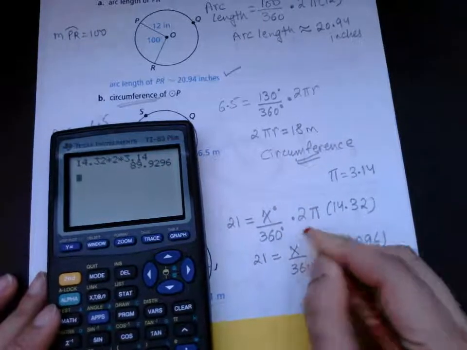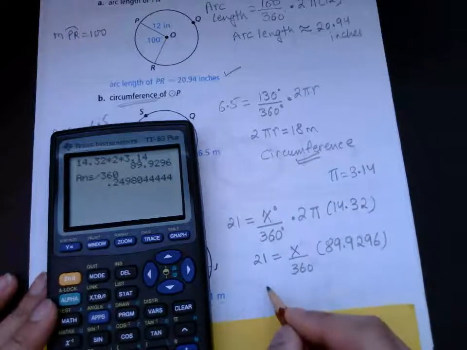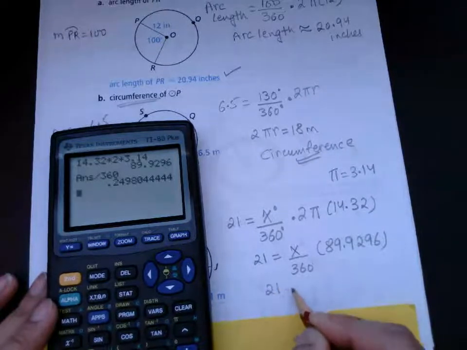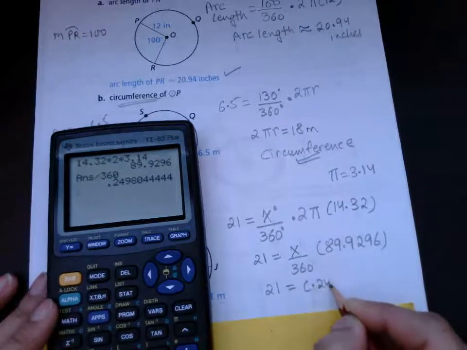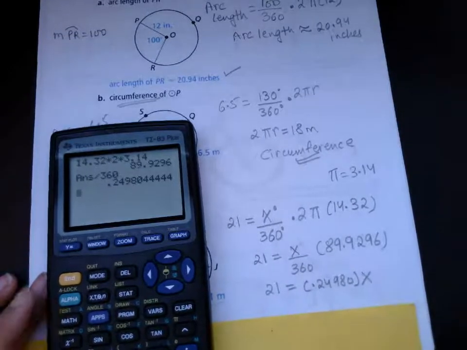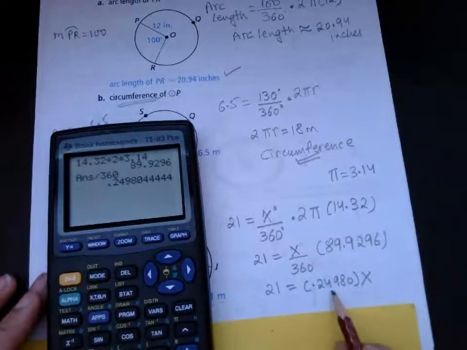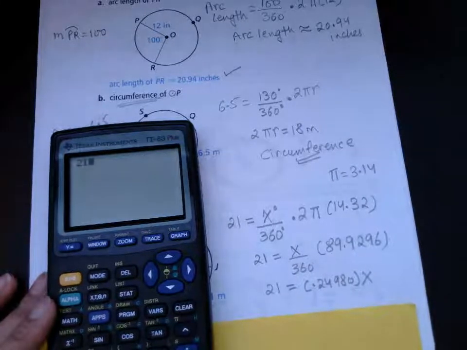Right? Now I can get rid of the degree, I don't need to write it again and again. Let's divide 89.9296 by 360. It should give me 21 is equal to 0.24980x. What is my next step? Divide both sides with this value. Let's try that. 21 divided by 0.24980.